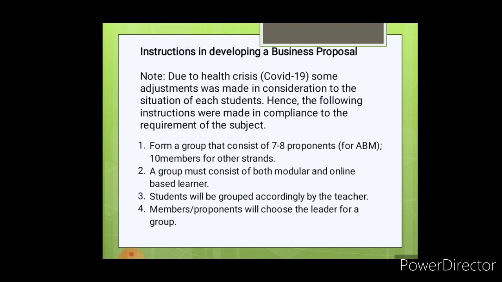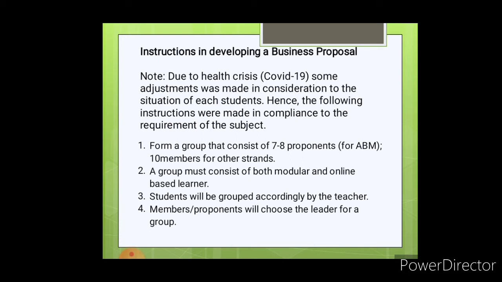Number 2, a group must consist of both modular and online-based learners. This is in consideration of those who cannot regularly access their LMS because of poor internet connectivity. Therefore, I propose a combination of online and offline-based learners.